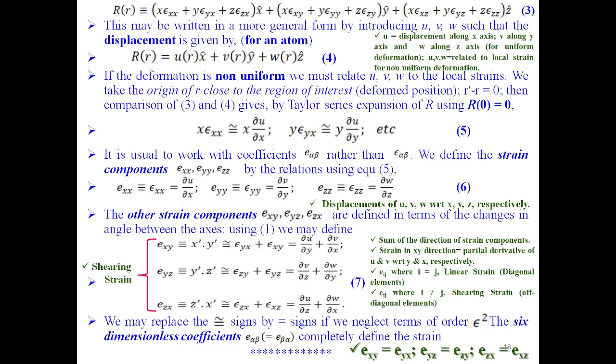So let's start from equation 3 as shown here. This may be written in a more general form by introducing u, v, w such that the displacement for an atom is given by R of r equal to u of r x plus v of r y plus w of r z. Here u is displacement along the x axis, v along the y axis and w along the z axis for uniform deformation. These things we have already discussed in the earlier slides.